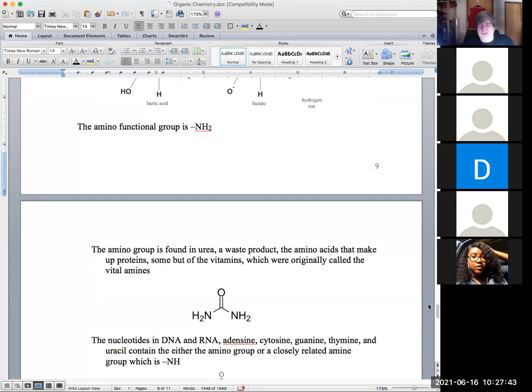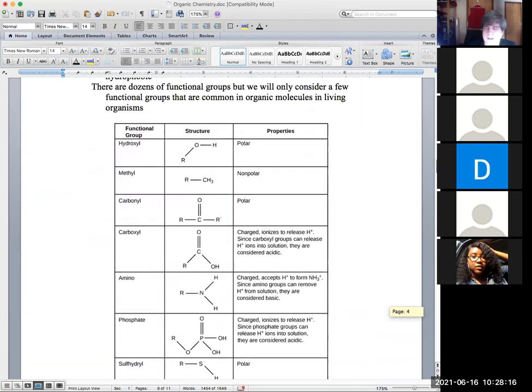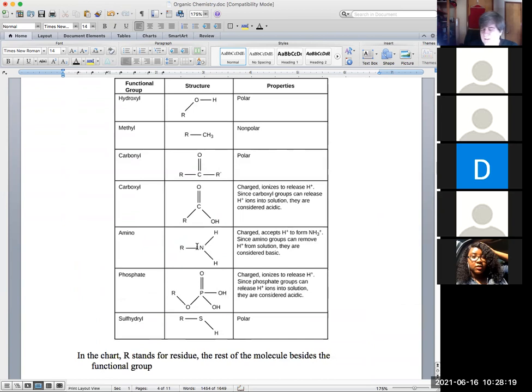Okay, 2 more functional groups to go. So let's look at the amino functional group. Notice we had 3 functional groups involving oxygen: hydroxyl, carbonyl, and then the carboxyl, which was kind of a combination of those 2. So the amino functional group is NH2. Notice we see that dash again. Nitrogen atoms normally need to make 3 bonds. So that dash indicates, if we go way up to our chart again, that this nitrogen is going to have another bond going back to that R, to the residue, the remainder of the molecule.